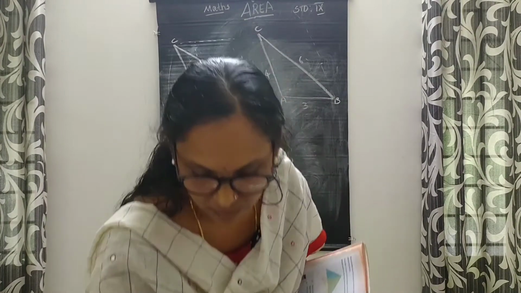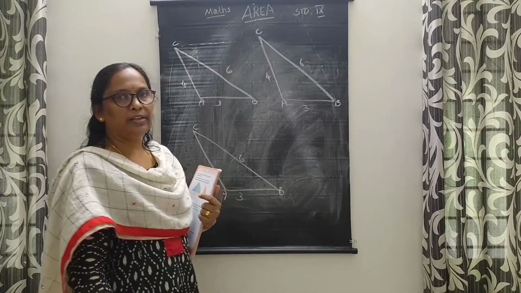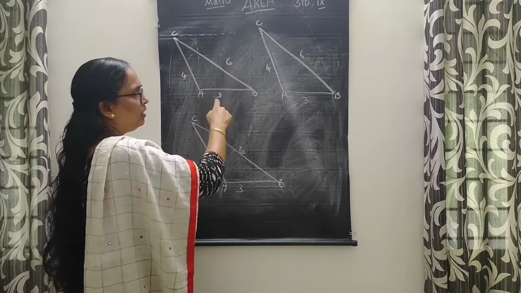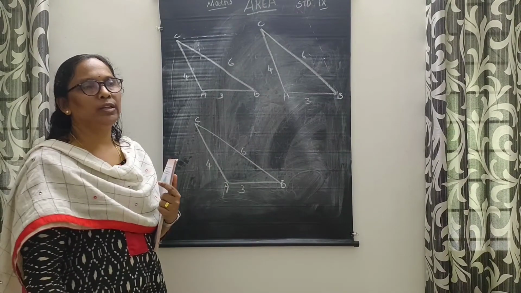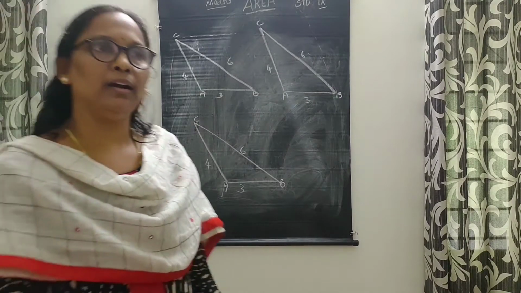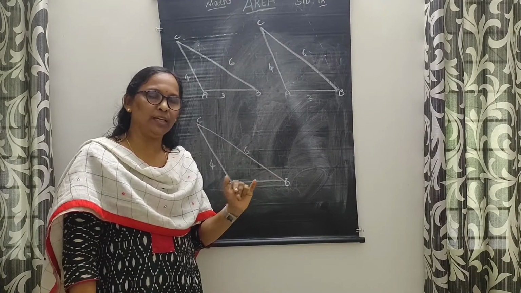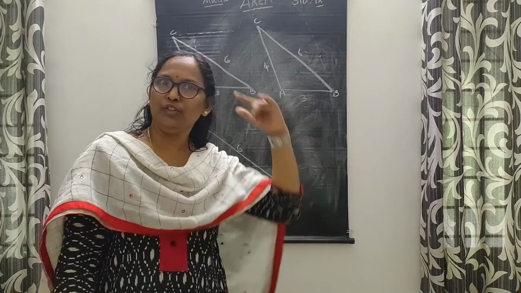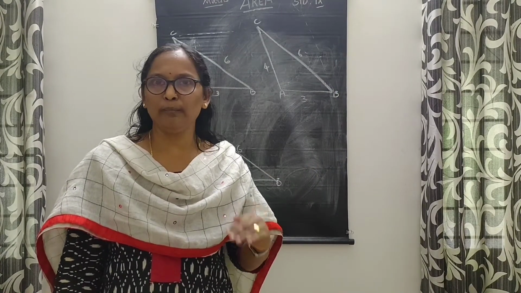This is the question. So we can draw the triangle first. The sides are 3, 4 and 6. Then we have to draw a right triangle with the same area. We know the concept. What is that concept? For the same base and same area, where should the third vertex be? It should be on the line parallel to the base.